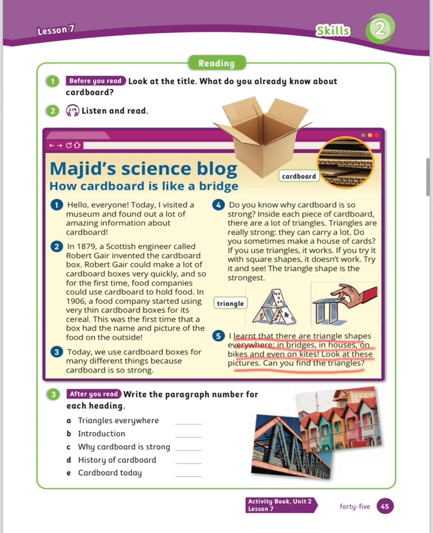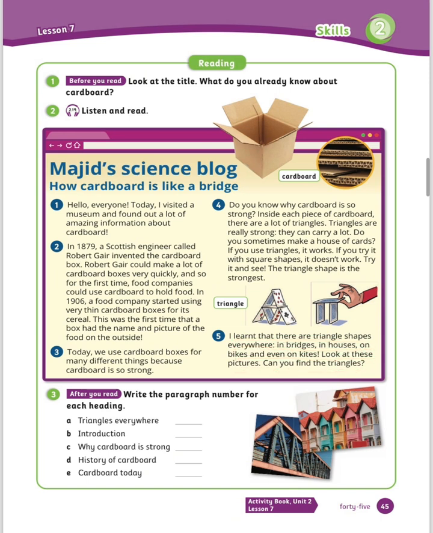Number 5. I learned that there are triangle shapes everywhere. In bridges, in houses, on bikes, and even on kites. Look at these pictures. Can you find the triangles? Exercise number 3. After you read, write the paragraph number for each heading.